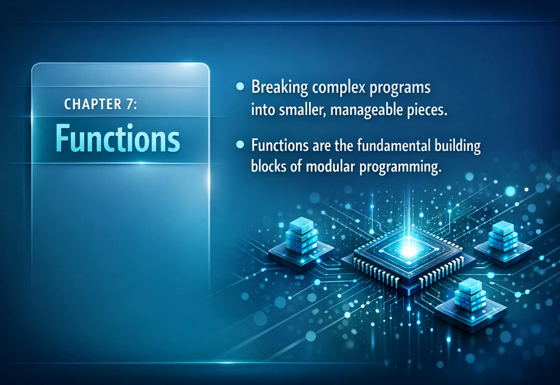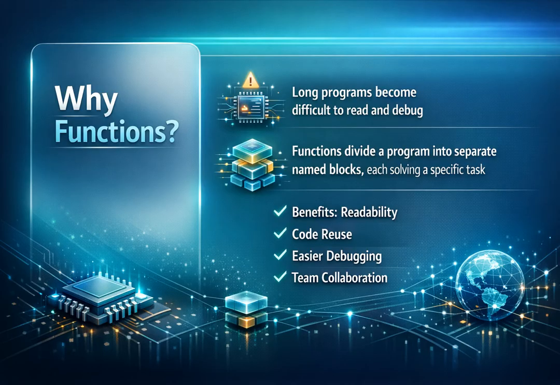Welcome to Chapter 7, Functions. As programs grow longer, they become harder to read and debug. Functions solve this by letting us break a big problem into smaller, self-contained, named pieces of code that each solve one specific task. Functions provide four major benefits.